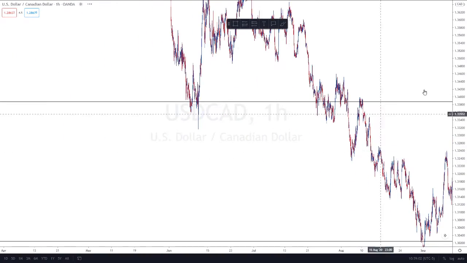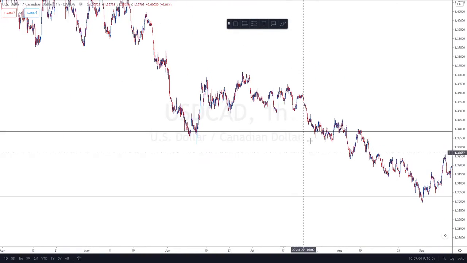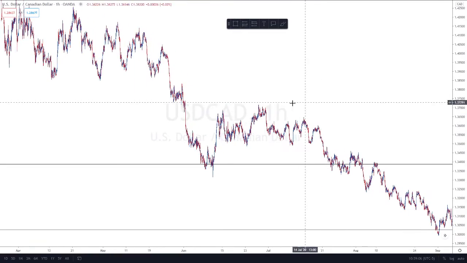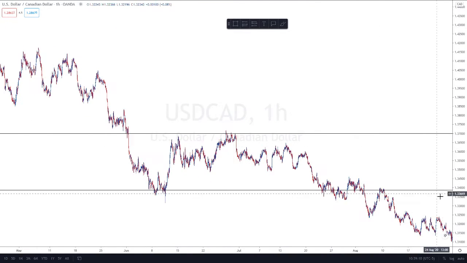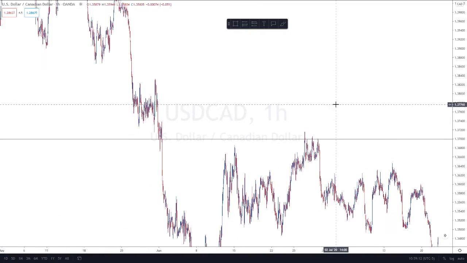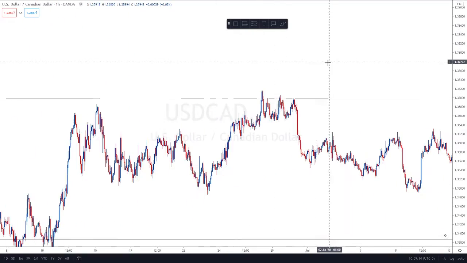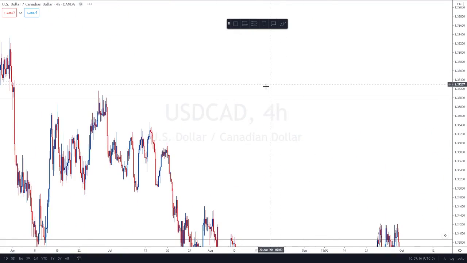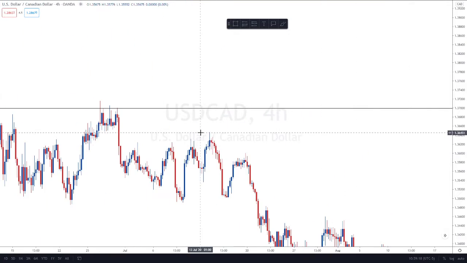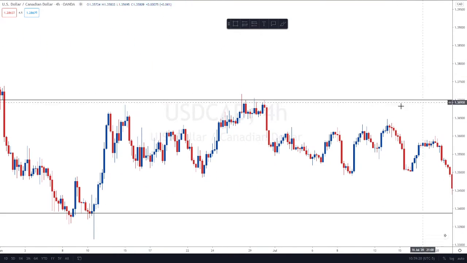Let's see if I can find a better example. This one is actually pretty good. Okay, yeah, this is way clearer. Let's go to the 4 hour, and that should be nice.